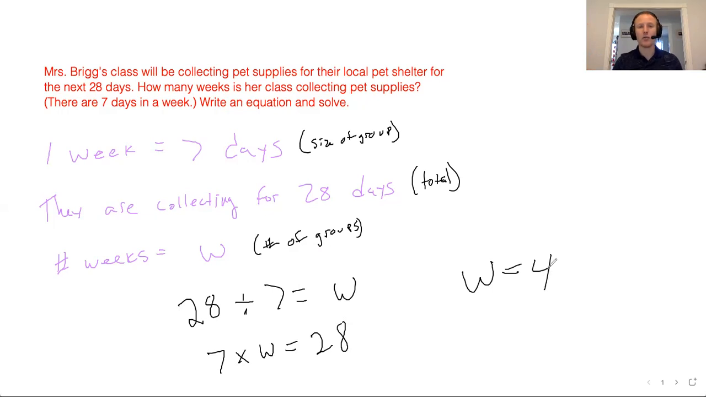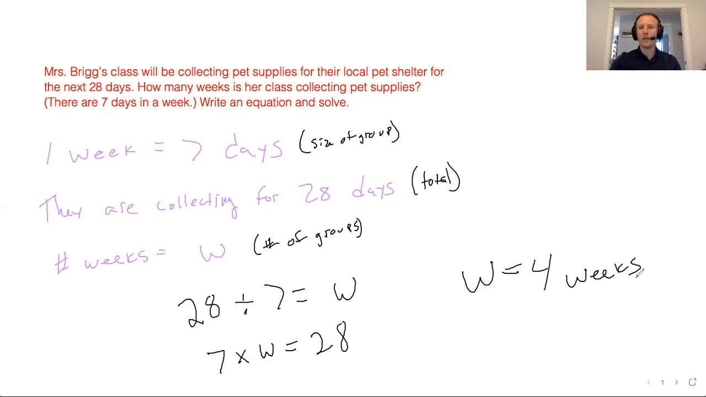My sentence then would be like, the class will be collecting pet supplies for the local pet shelter for 4 weeks. You also should go back at this point and double check. So 28 divided by 7 equals 4. Yes, that's correct. 7 times 4 is 28. Yes, that's correct. And label your answer, 4 weeks.